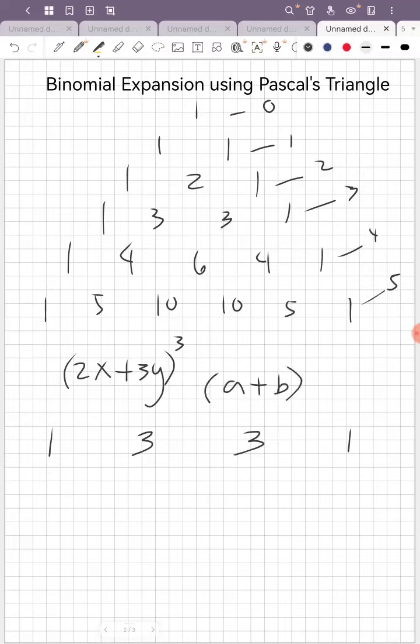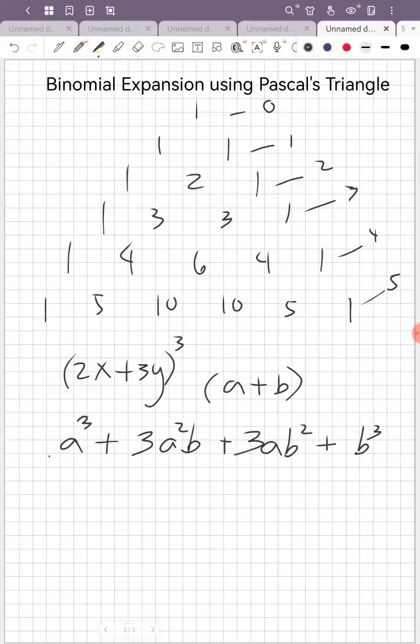So it's like a cubed, a squared, a, and a to the power of 0, which is 1. Then we have b to the power of 1, b to the power of 2, and b to the power of 3. Remember here, b is to the power of 0. So we're going to erase the 1 coefficients.